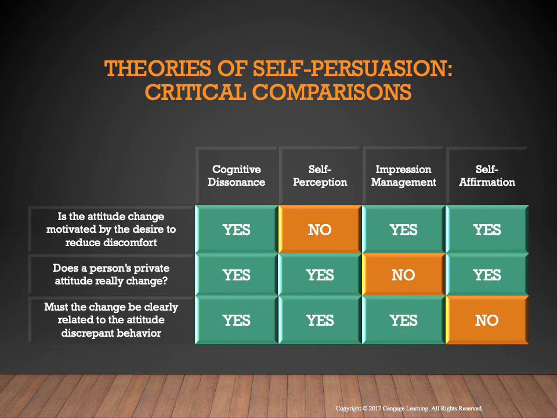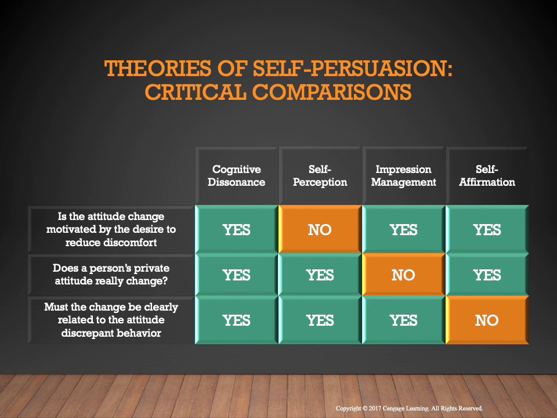Theories of self-persuasion, critical comparisons. Now let's compare the four theories of self-persuasion: cognitive dissonance, self-perception, impression management, and self-affirmation. You'll recall that self-affirmation is the most commonly discussed theory of the self-esteem theories and self-persuasion. We will compare the latter three theories, self-perception, impression management, and self-affirmation, to cognitive dissonance. Cognitive dissonance is the foundational theory in this area, and it's the theory to which all others will be compared, and it's the theory that is being complicated by all of these later theories.